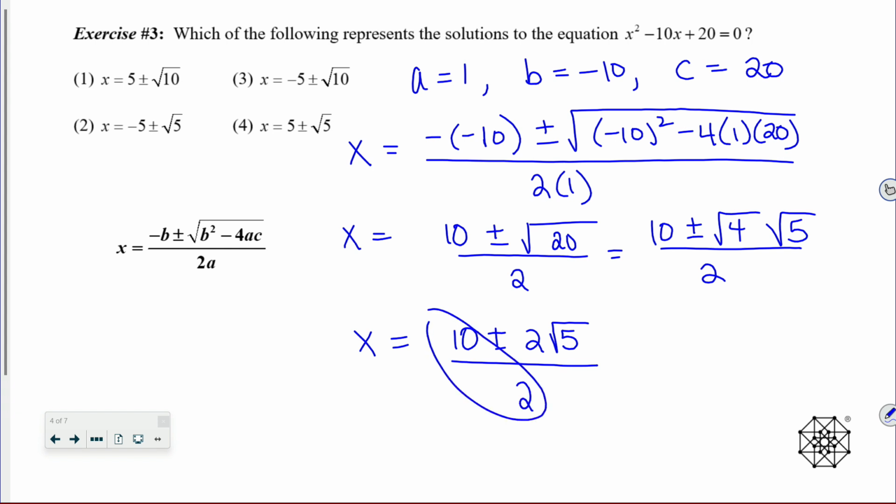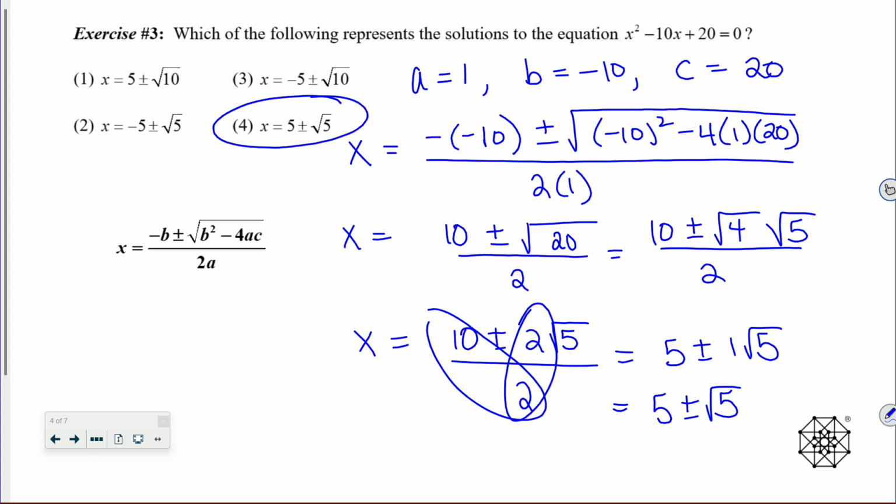And again, we're going to distribute that division. 10 divided by 2 is 5. 2 divided by 2 is 1, which I'll write just for the moment, right? But of course, 1 times the square root of 5 is just the square root of 5. So we have 5 plus or minus the square root of 5.